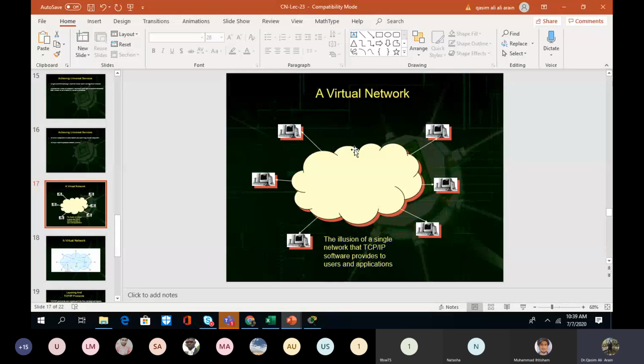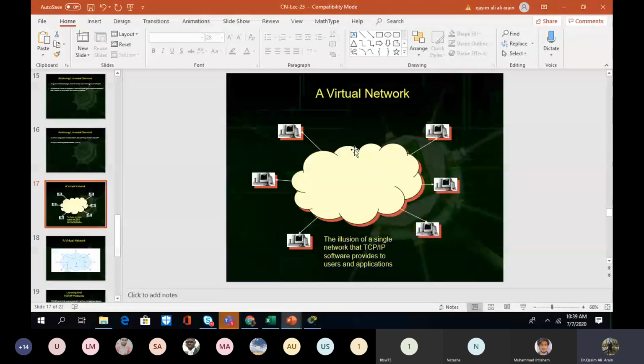So you can look upon this particular diagram. This is a virtual network. How is it a virtual network? The illusion of a single network that TCP/IP software provides to users and applications. Now see, you have multiple computers which are connected with a cloud. ठीक है, तो ये हमारे पास virtual network है. virtual network मतलब it is not physically connected. अब ये different computers किस network के साथ connected हैं, किस LAN या WAN के साथ connected हैं, and in turn how they are interconnected with each other we don't know. That is why this is called your virtual network, the illusion of a single network that TCP/IP software provides to users and its applications. This is what you can call a virtual network.